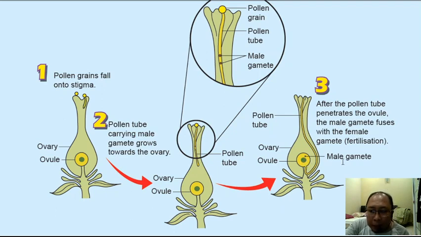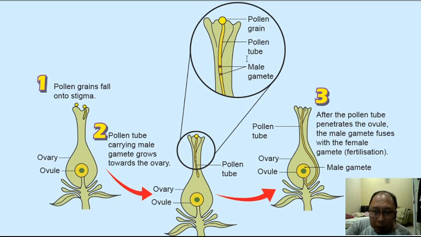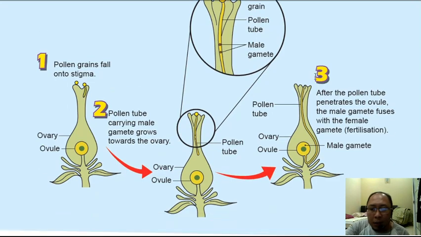So when the male gamete meets or combines with the female gamete in the ovule, this is what we call the fertilization process. You can see from this diagram how fertilization occurs in plants.